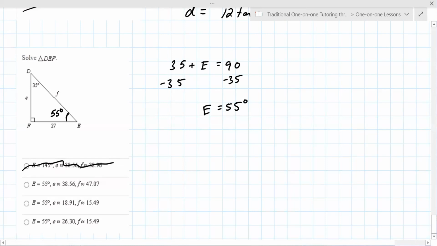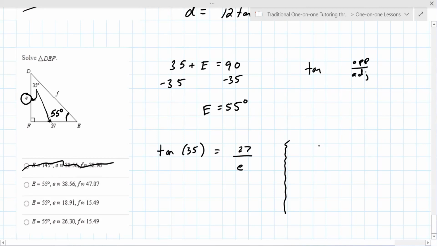Yes. Okay. Now we really want to find E, because you can see how they're all different for E. All three of these are different. So which one do we use? Well, there's two options here. We can do tangent of 35, and tangent is always the opposite over the adjacent. So relative to 35, opposite is 27, and the adjacent is E. Or we can do the tangent of the angle on the other side. And I'm doing this so you can see which one is easier. Tangent of 55, the opposite is now E, and the adjacent is 27.